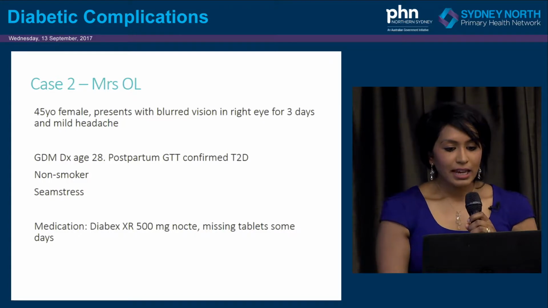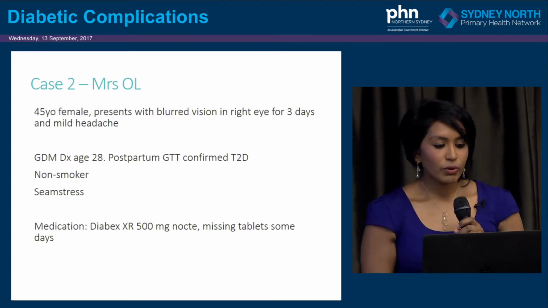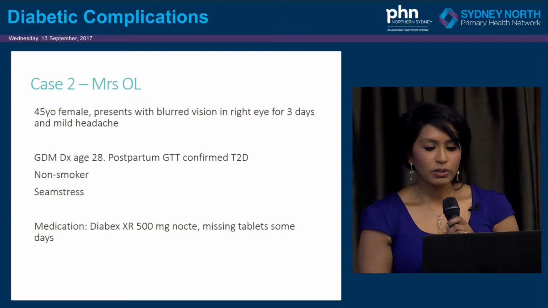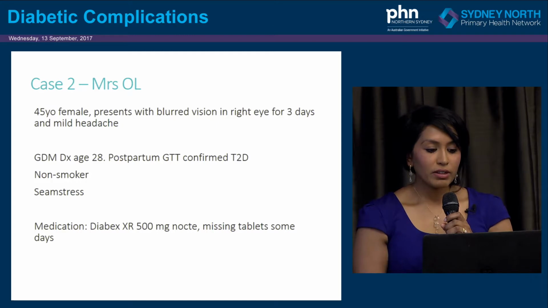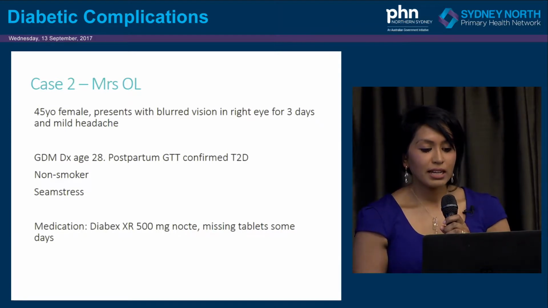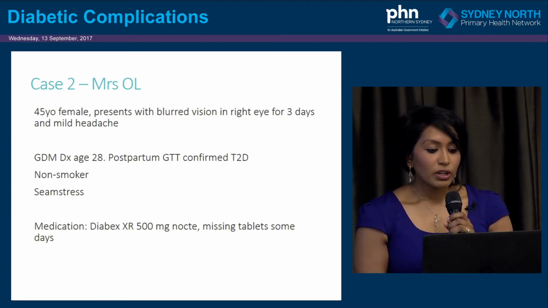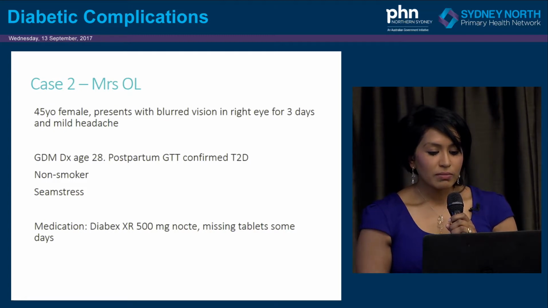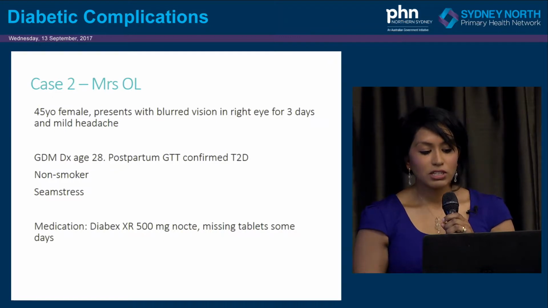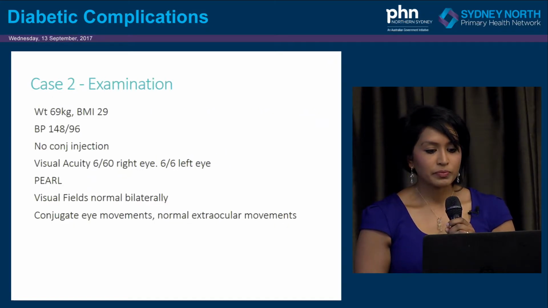So we'll move on to another case. This is Mrs. O.L. She's a 45-year-old female who presents with blurred vision in her right eye for 3 days associated with a mild headache. Her background history is only significant for gestational diabetes when she was pregnant at the age of 28, and postpartum she did a glucose tolerance test and that confirmed type 2 diabetes. She's a non-smoker and works as a seamstress, and her only medication is Diabex XR 500 milligrams at night, but she does admit that she misses her tablets some days.